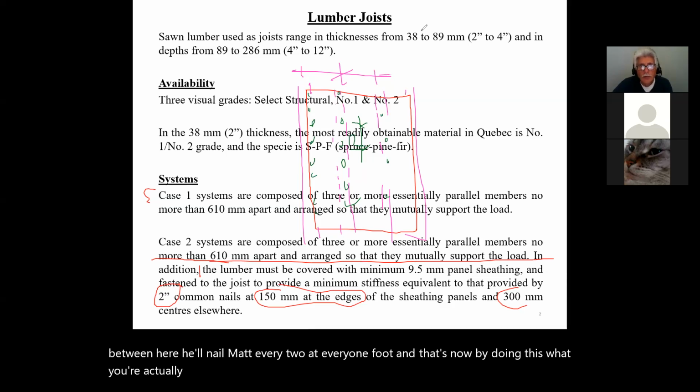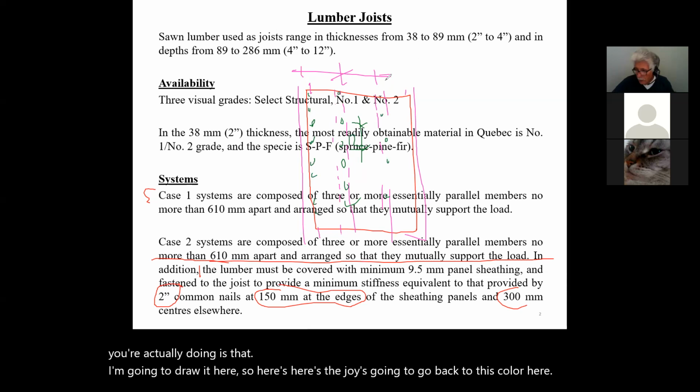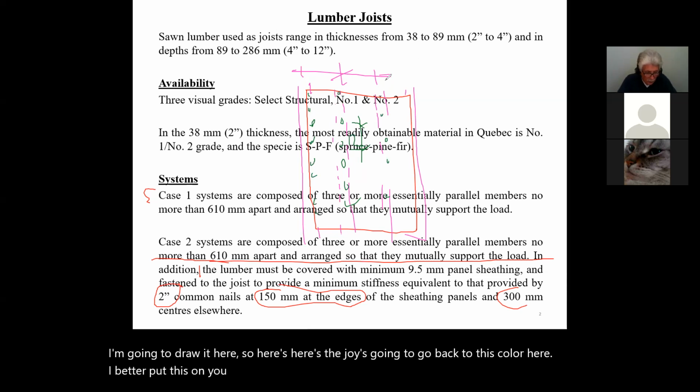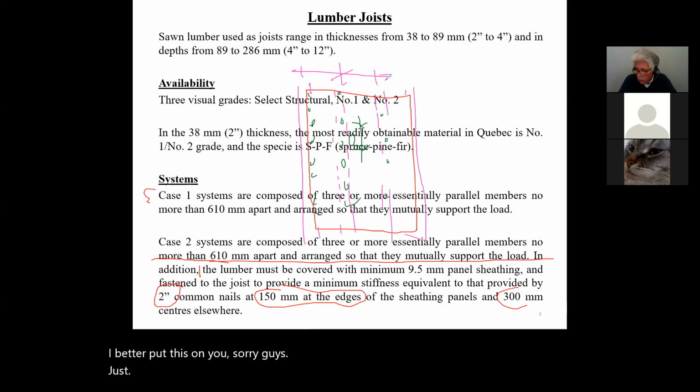So here's the joist. I'm going to go back to this color here. Oh, I better put this on mute. Sorry, guys. Sorry, I forgot to put my phone on mute.